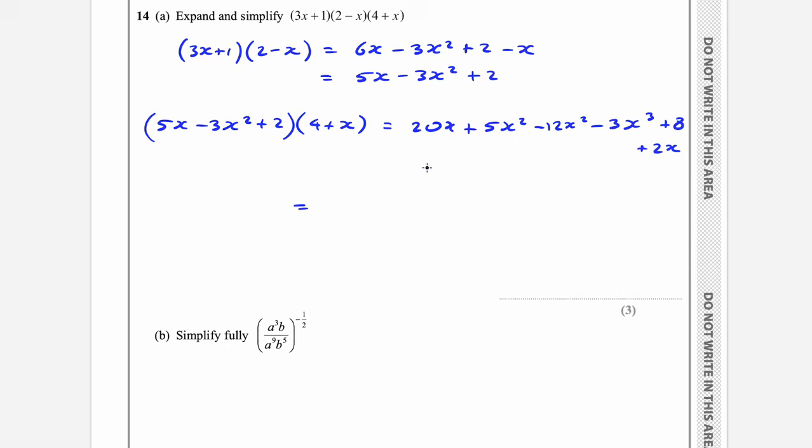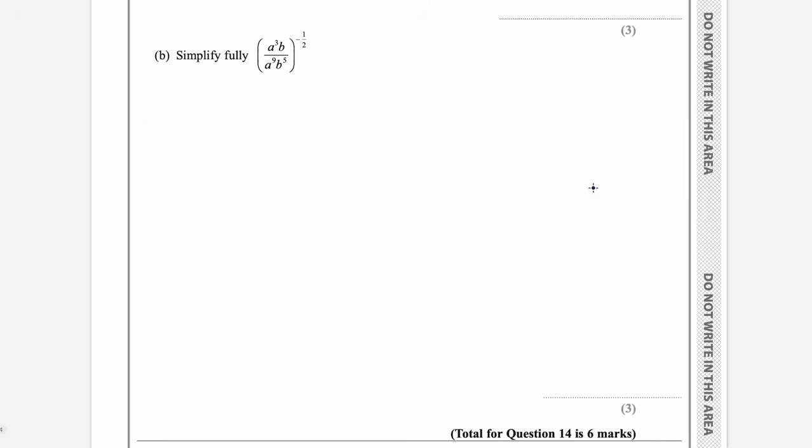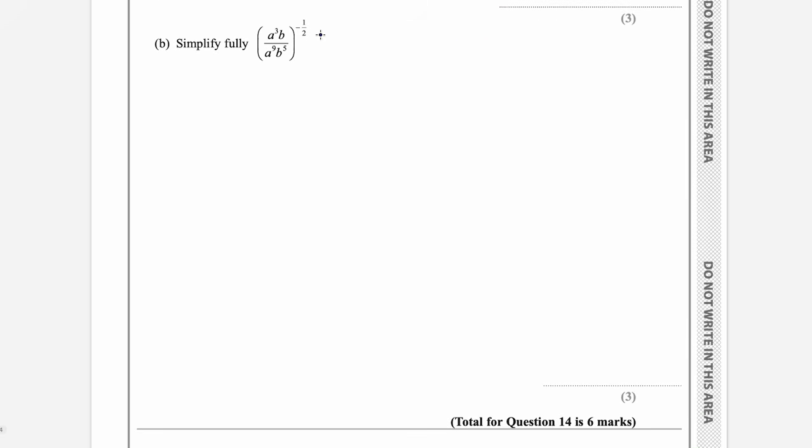Simplify this. I'm going to have minus 3x cubed. I'll start with the x cubed bit. Then minus 7x squared. That's 5 minus 12 is minus 7x squared. 20x plus 2x is plus 22x. And then the 8 at the end plus 8. Okay, part B. Simplify this.